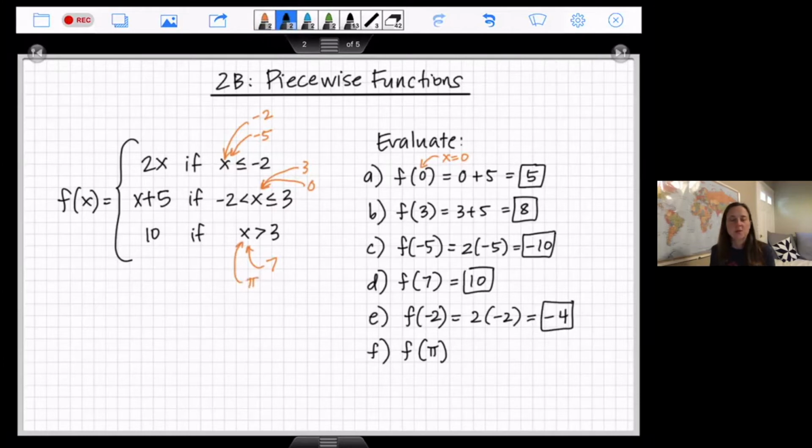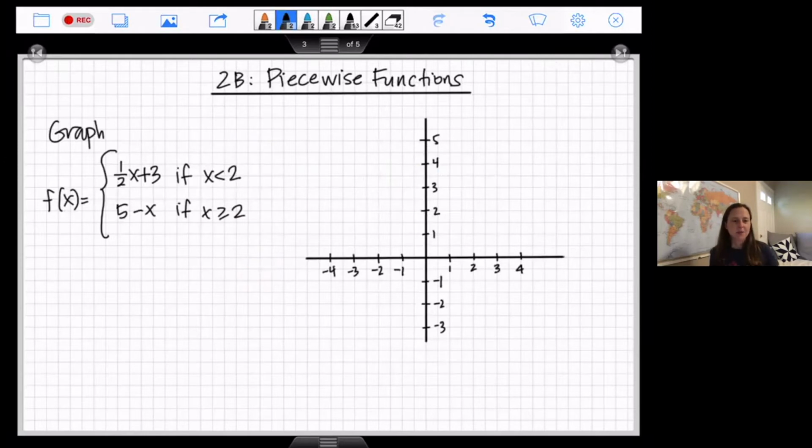So this one is also in the boring function that says the answer is always 10. F of pi is equal to 10. So now we know how to evaluate piecewise functions. Let's graph a couple. All right, so we're going to graph this slightly simpler piecewise function.